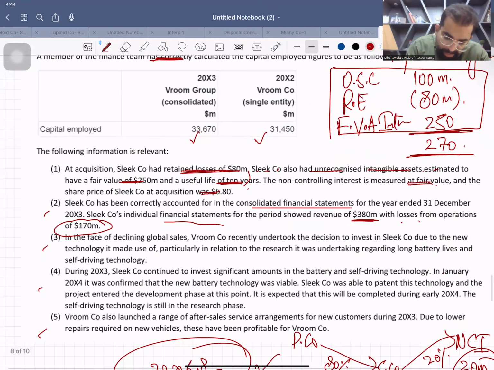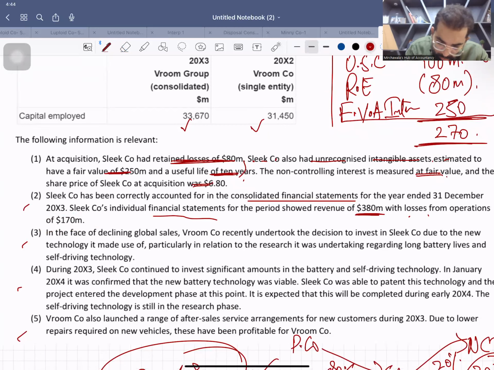Now, in the face of declining global sales, VRoom company recently undertook the decision to invest in Sleek company due to the new technology it made use of. Now, see, nowadays this is a real life problem. ACCA normally gives you real life situations. Worldwide, normal fuel cars like petrol and diesel cars, the sales will go down and ultimately people will shift to EV, electric vehicles, right? So VRoom was doing the traditional production, so they decided to take over Sleek company for this technology shift.